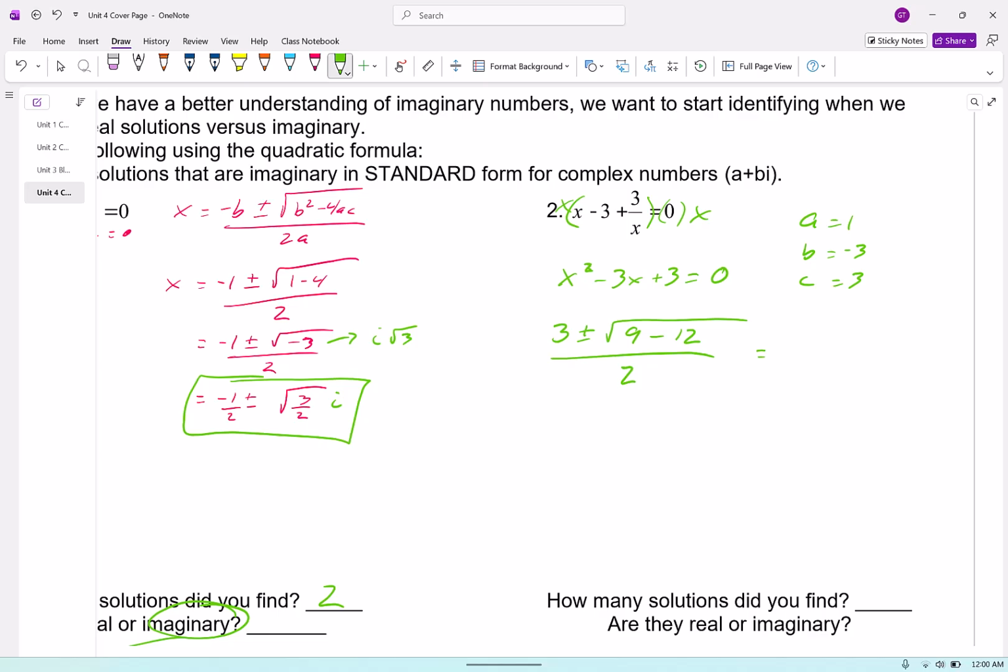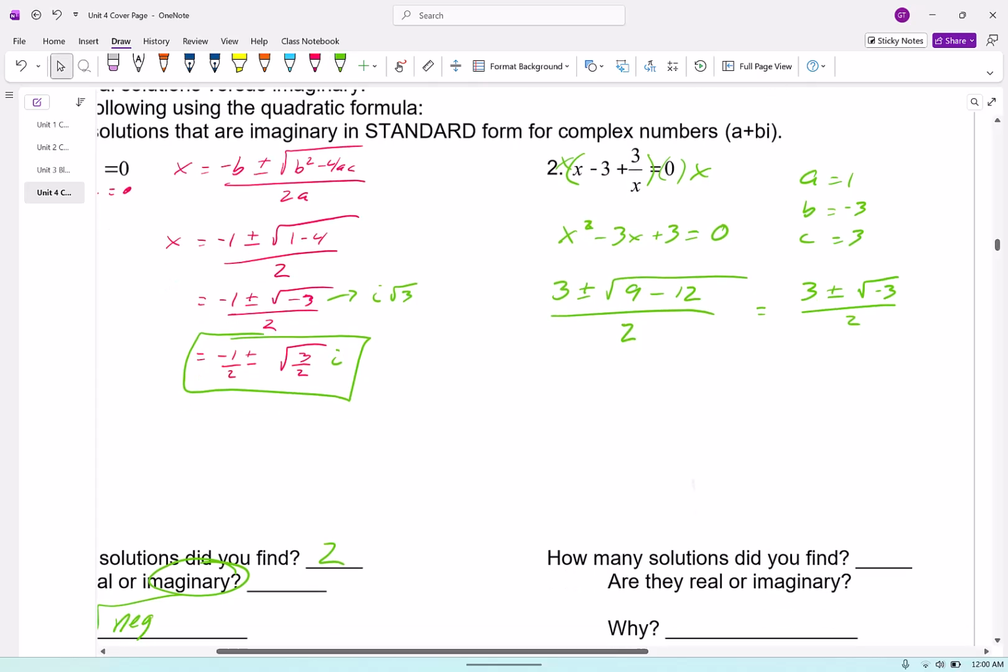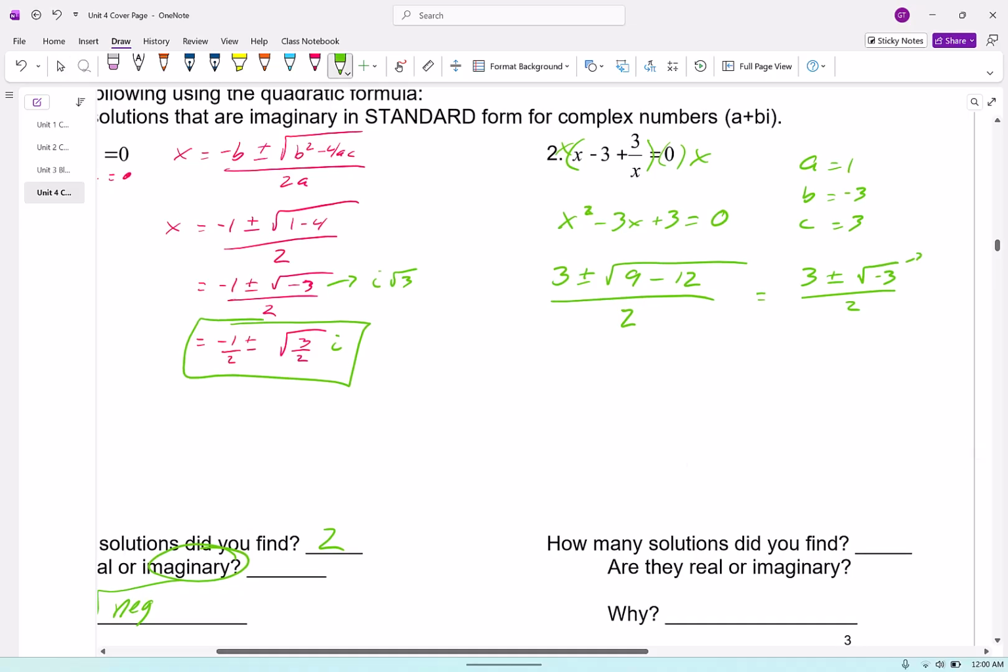So again, I get 3 plus or minus square root of -3 over 2. Okay. But remember, this is going to end up becoming square root of 3 times i. I'm going to put i in front of it just to make sure it doesn't belong underneath. And so this becomes 3 over 2 plus or minus square root of 3 over 2 i.